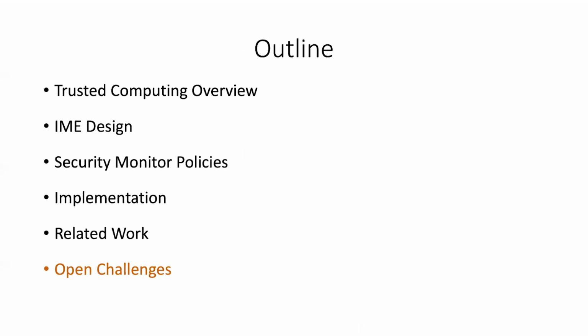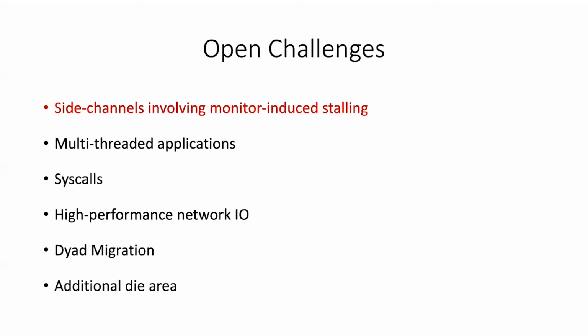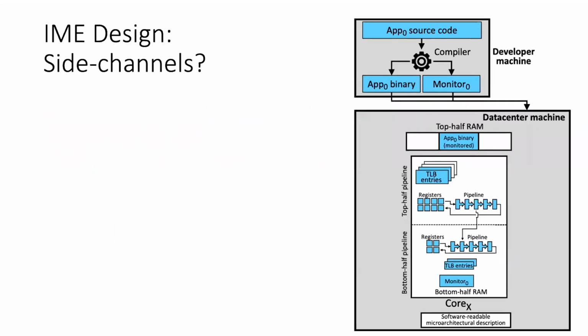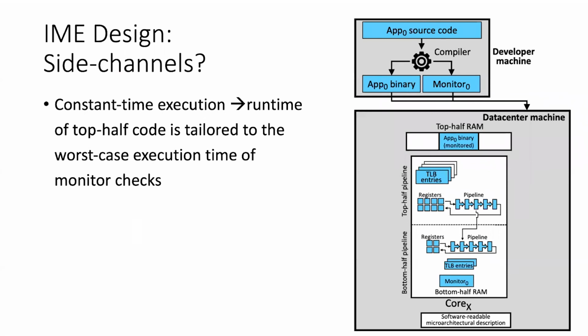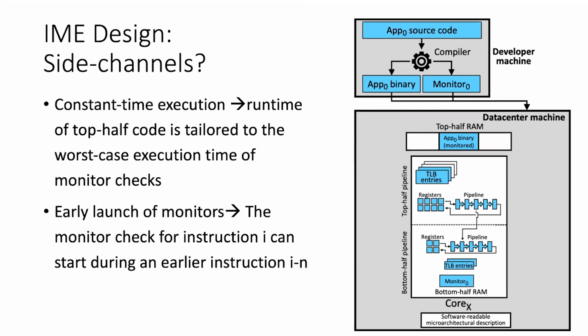Now let's talk about the open challenges. So the first most important open challenge is the side channels that can arise from monitor-induced stalling. Now, a couple of ways to address this: one would be constant time execution, where the runtime of the top half code is tailored to the worst case execution time of the monitor checks, so that there's no variability based on the number of stalls induced by the monitor. The second would be early launch of monitors, where a monitor can start executing a check even before the corresponding top half instruction has begun its execution.